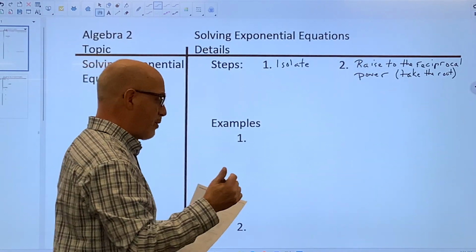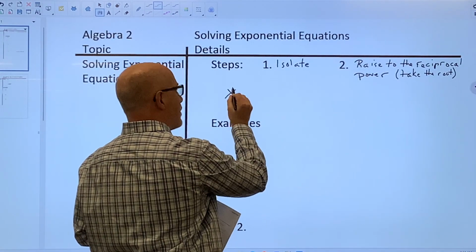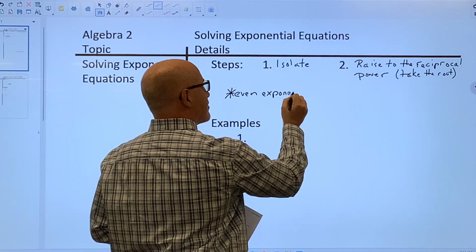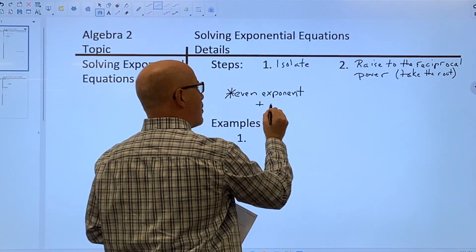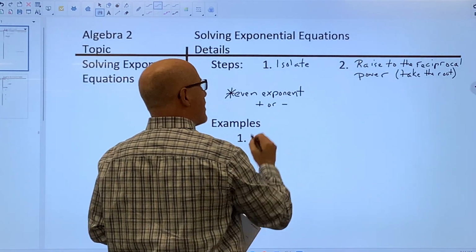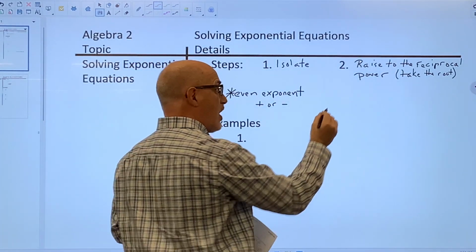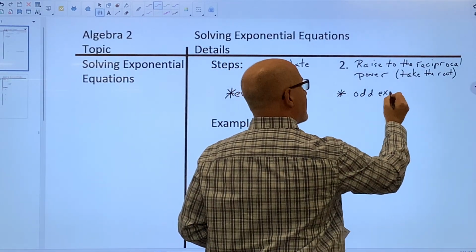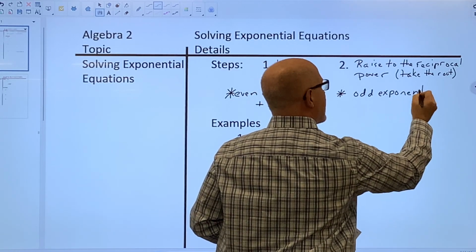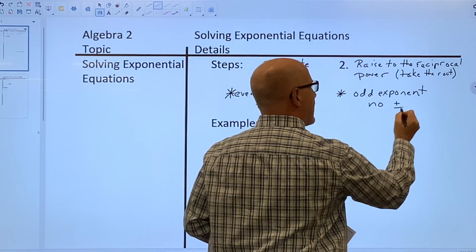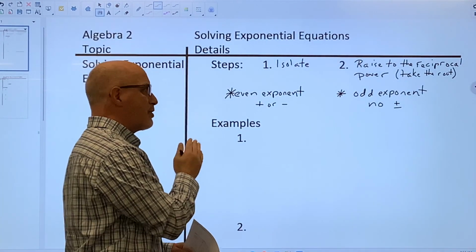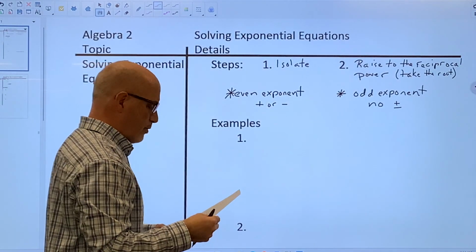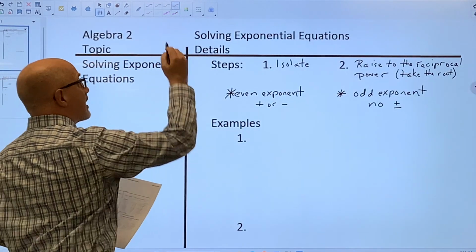But what you need to remember is that if you have an even exponent for this, then you use a plus or minus. But when you have an odd exponent, that means there's going to be no plus or minus. So remember to add that plus or minus in when you have an even exponent, because you'll get two answers for the result. So let's take a look at a couple examples.